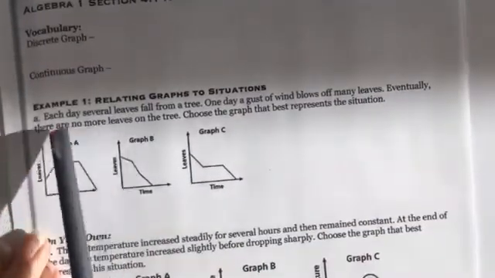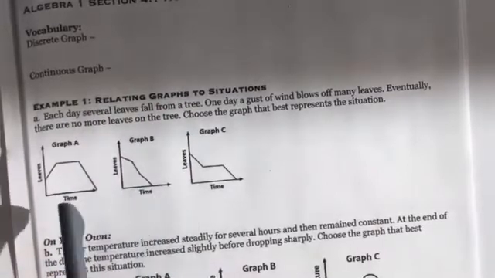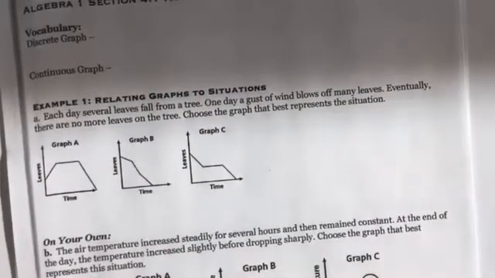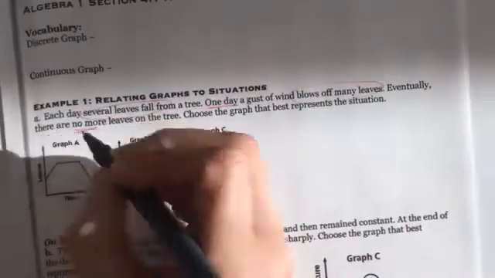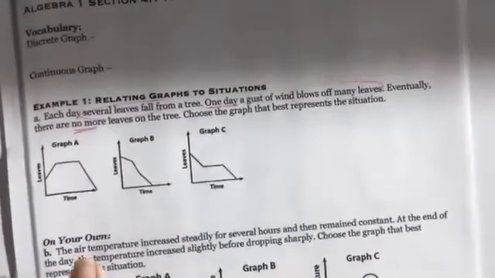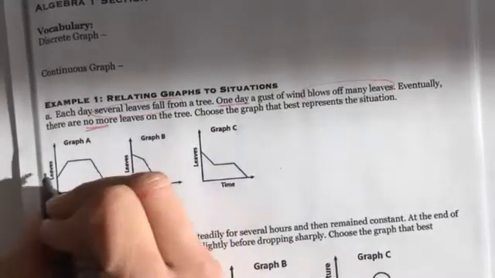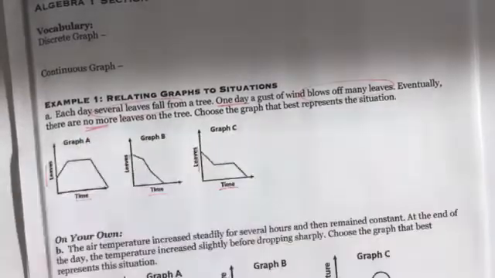It says relating graphs to situations. So that's what we're going to start first, is where you need to read a situation and then you need to be able to match a graph to it. So it says each day several leaves fall from a tree. One day, just quickly, a gust of wind blows off many leaves, and eventually there are no more leaves in the tree. So you can look at these three graphs and pay attention to the axis labels. So we've got time and we have leaves. That's why it is a line, okay?